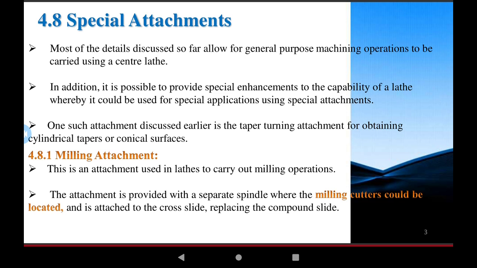The milling attachment. The milling operation is one of the most important manufacturing operations. For some of these operations, you need a special attachment for the element, and this lets you carry out the operation.